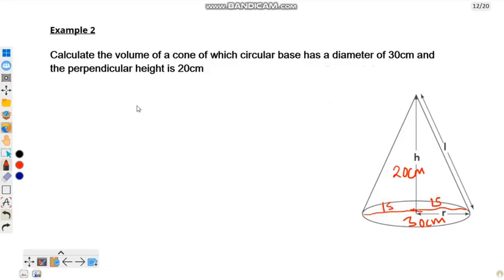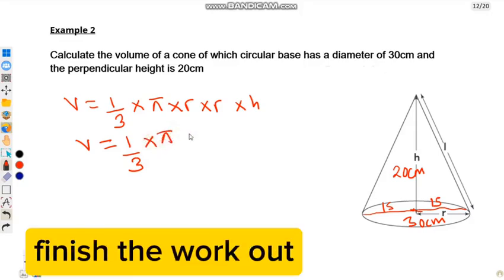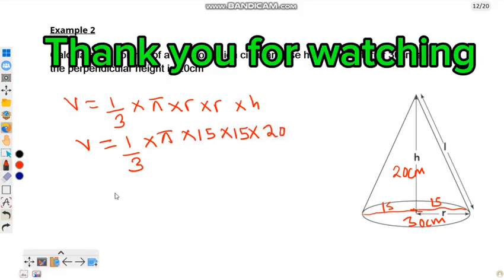Here we need to come up with the formula for finding the volume of the cone, where volume is equal to 1/3 times pi times r times r times h. Remember it was 1/3 times pi r squared h, so I've just split this. So volume equals 1/3 times pi times the radius 15, again times 15, again times the perpendicular height, which is 20.